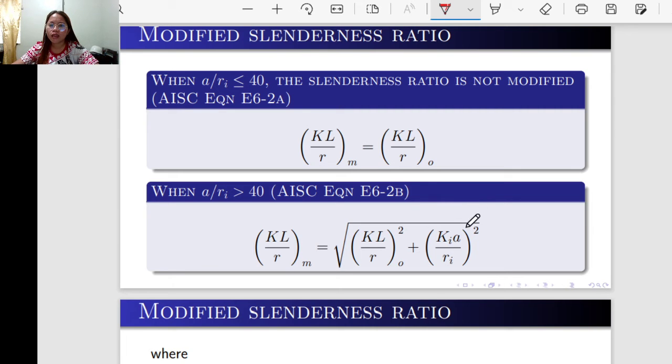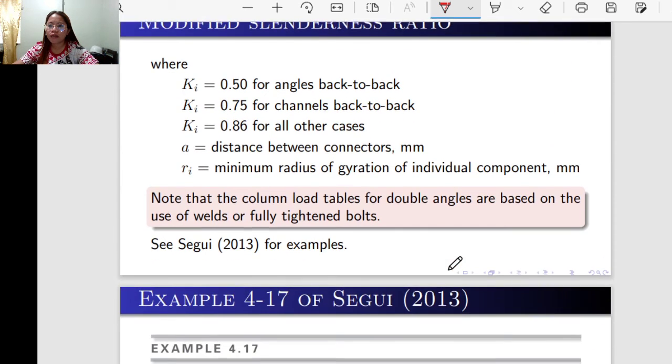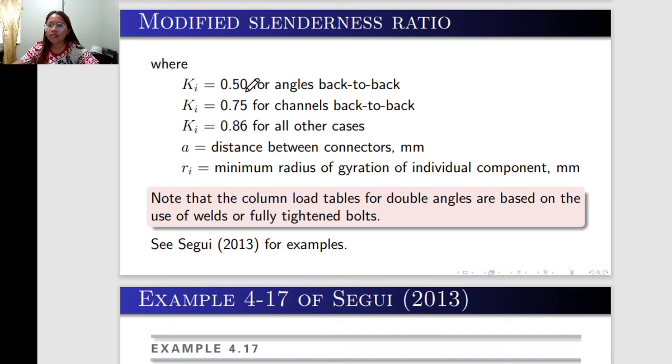You have this Ki, right? This K sub i has values where K sub i is 0.5 for angles back to back, 0.75 for channels back to back, and 0.86 for all other cases. Then a is the distance between connectors, and r sub i is the minimum radius of gyration of the individual component. Note that the column load tables for double angles are based on the use of welds or fully tightened bolts.